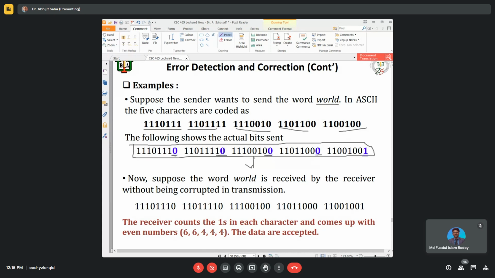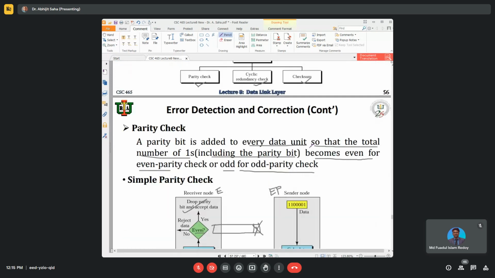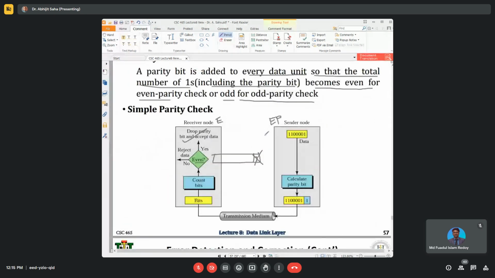Yeah, this is what I already said on the earlier slide, that both ends will decide whether they are going to use even parity or odd parity. So there is going to be an agreement between the sender and receiver that we are going to use either even parity or odd parity. I think this is one of the questions, right?